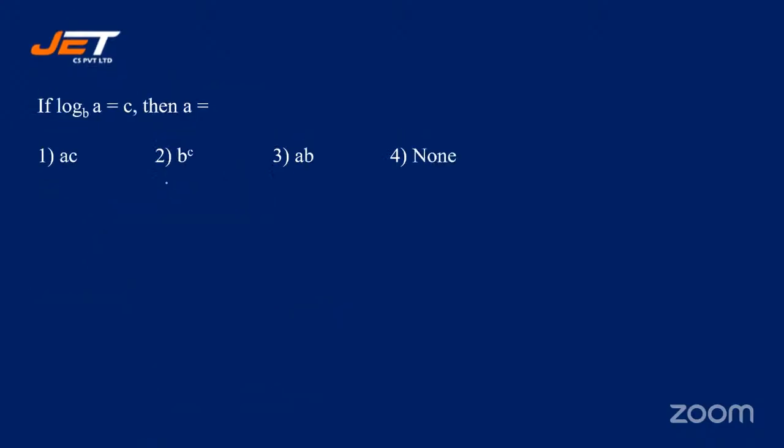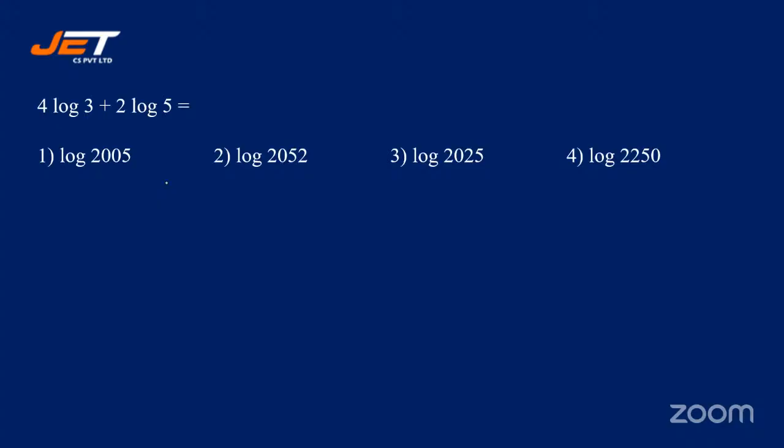Log a base b is equal to c. Then what is a? Obviously, it is b power c, isn't it? So log a base b is equal to c means a is equal to b power c. All right. So perfect if you would have opted for option 2. Now see the next question.